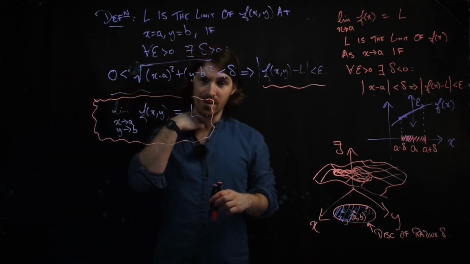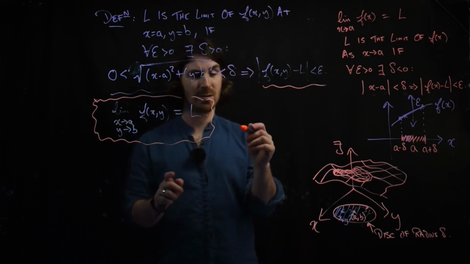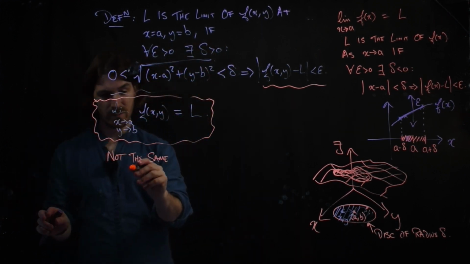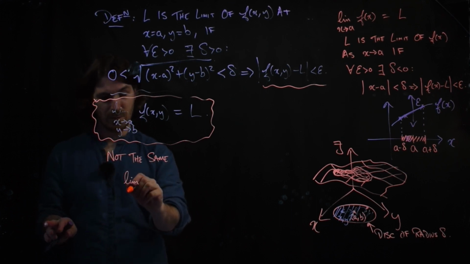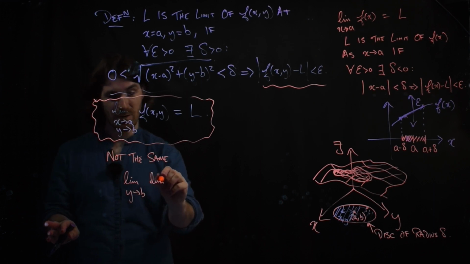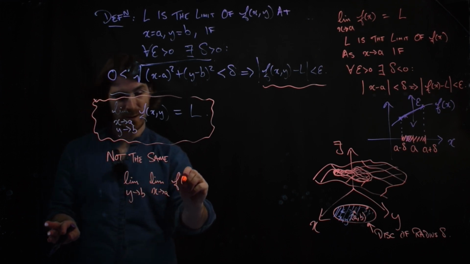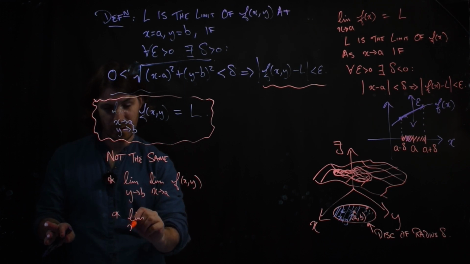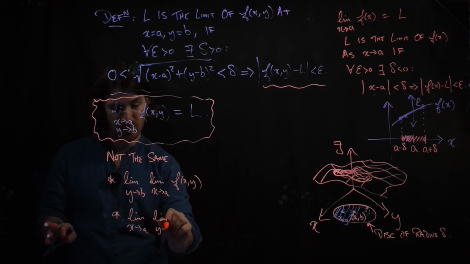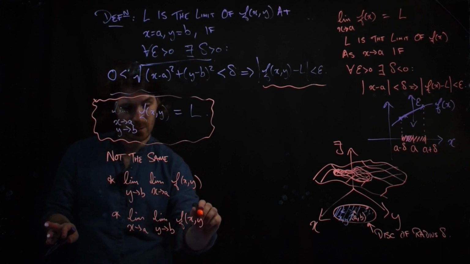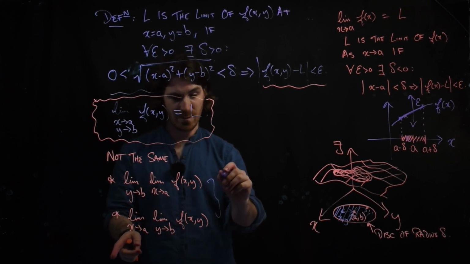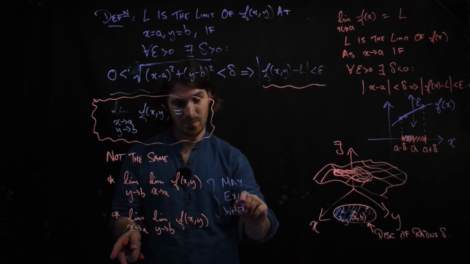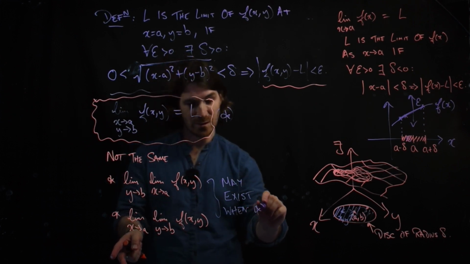And it's important to note it's not the same as taking two limits consecutively. So it's not the same as the limit as y goes to b of the limit as x goes to a of f of x, y. Nor if you swap x and y, so the limit as x goes to a of the limit as y goes to b of f of x and y. So these things may exist when this one, let's call this star, when star doesn't.